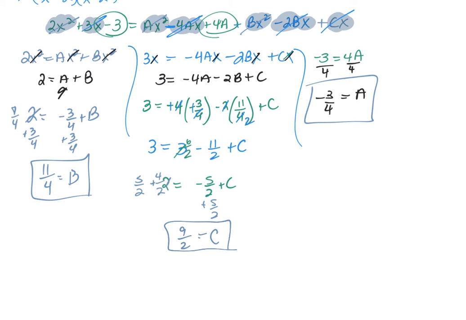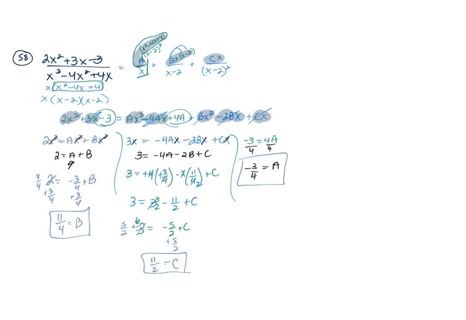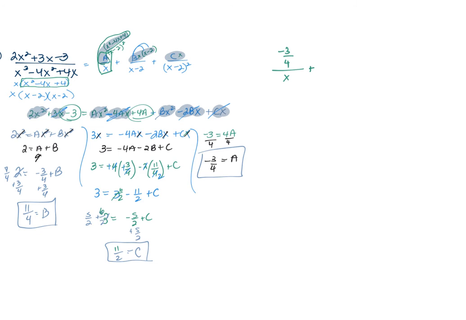Oh yeah, thank you. I rewrote it wrong. 3. So this would be 6/2, and that would be 11/2. Thanks, Vicky. So now the a went over just x. So this would be negative 3/4 over x. The b, the 11/4, went over the x minus 2. And the c, 11/2, went over x minus 2 squared.